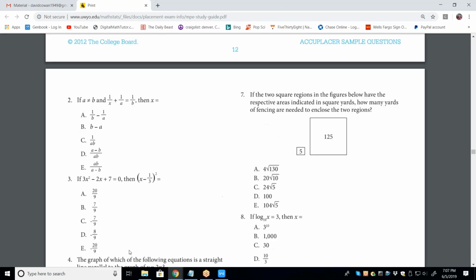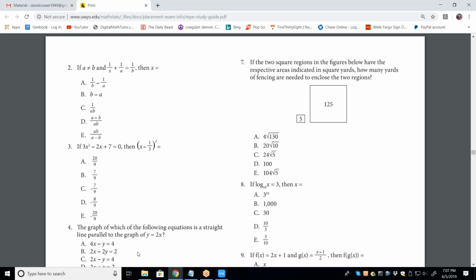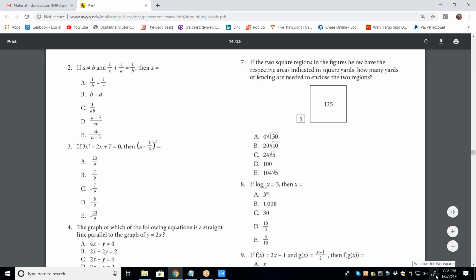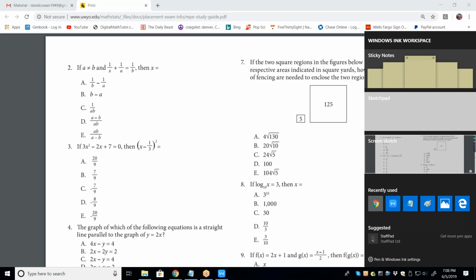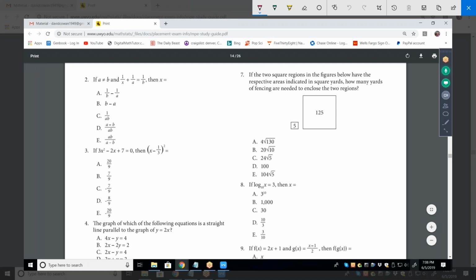I'm seeing some problems here that look pretty standard. How about number 7, upper right? Go ahead and read it. Well, it's true they used difficult numbers. They didn't use simple numbers. So tell me what the side of that square is. About square root of 125.